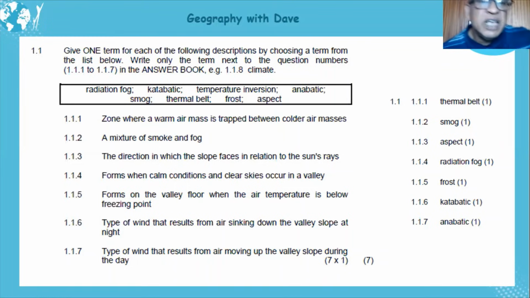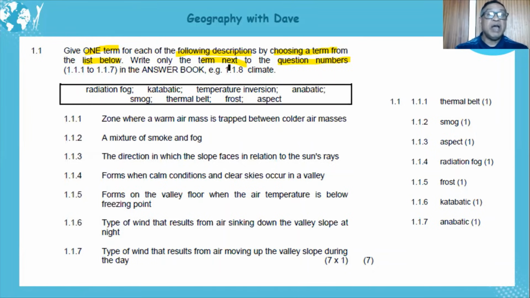So let's look at this. There's no resource, and this is what brings our visual in. Now let's look at this type of question. Let me get my highlighter. It says, give one term for each of the following descriptions, by choosing a term from the list below. There are the terms and the descriptions. Write only the term next to the question numbers.